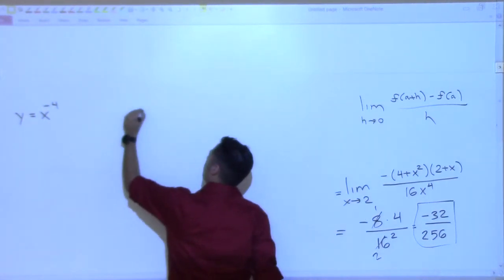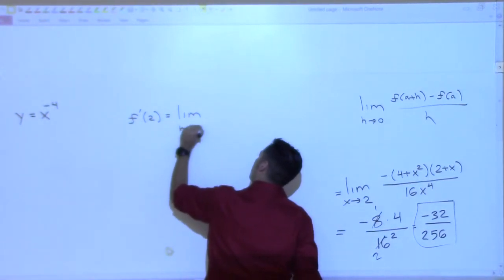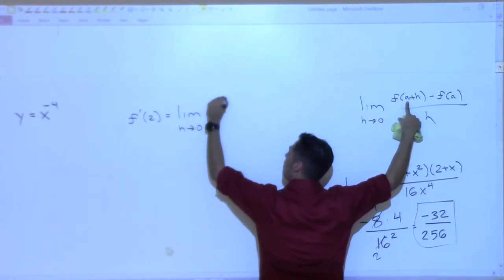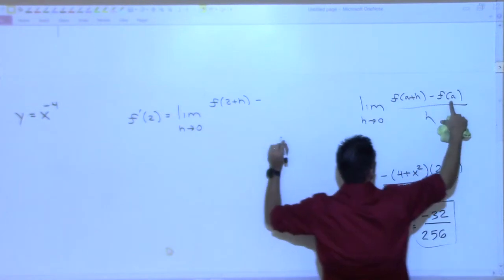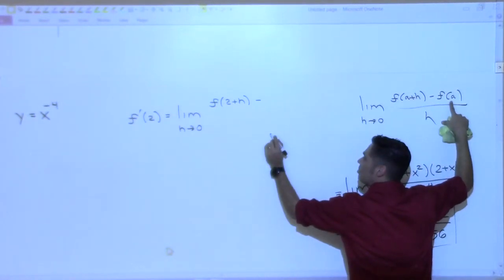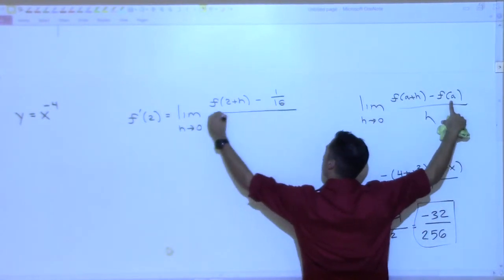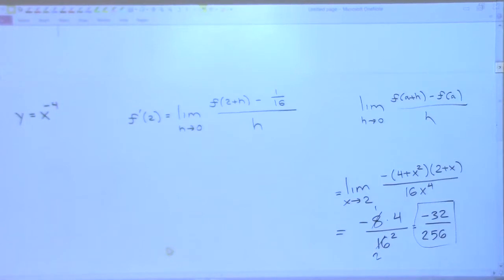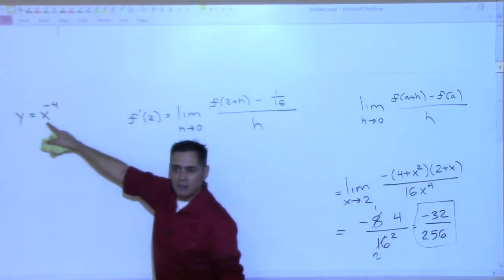So f prime of 2, watch me, limit h goes to 0, f of a plus h, but a is 2, f of 2 plus h, okay, minus f of 2, right? F of 2, didn't we say that was 1/16? Right. Over h. That's it right there, right? That's me using this formula instead of the other one. Now, f of 2 plus h means I need to plug 2 plus h in right here.